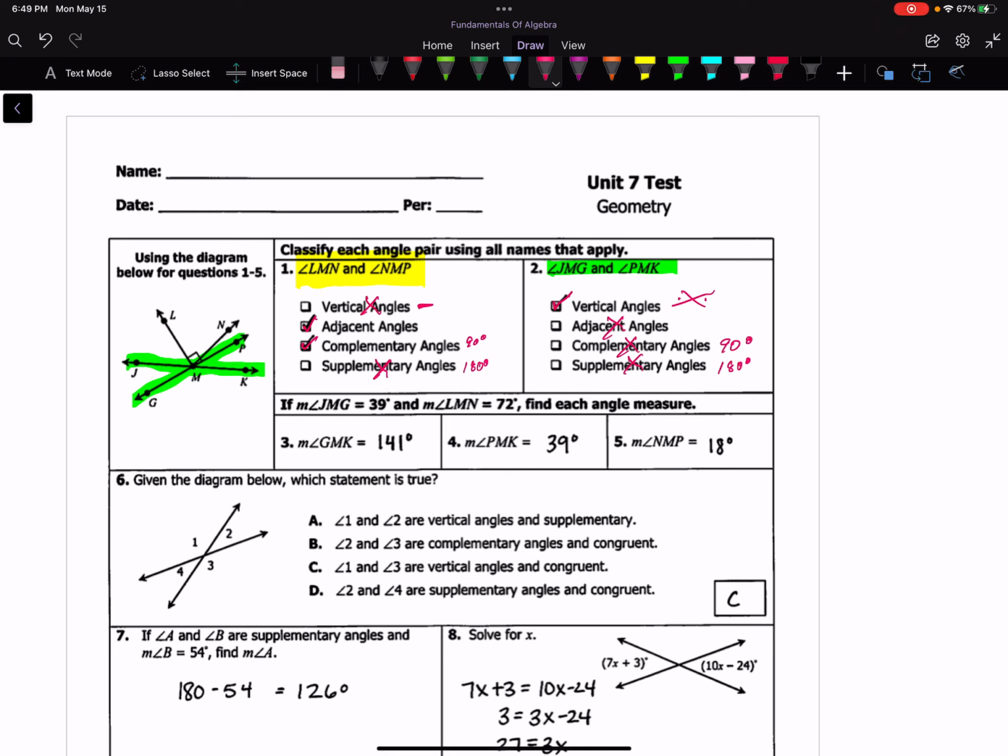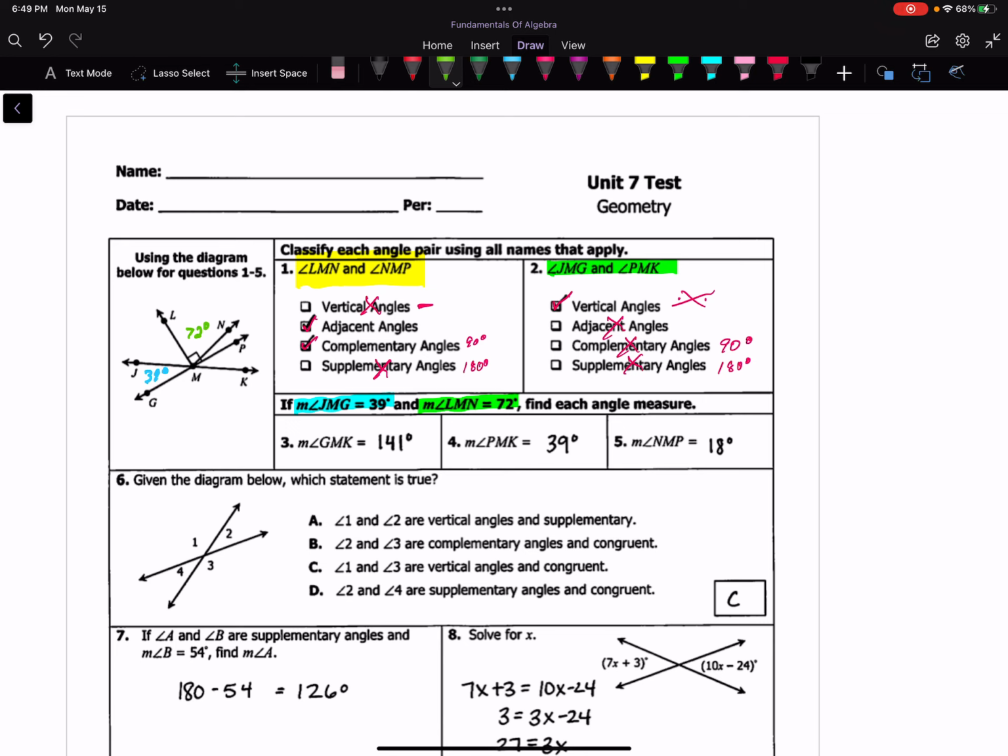Now let's take a look at number 3. Number 3 says, let's do it in blue here, if angle JMG is 39 degrees, so let's label JMG as 39 degrees, and the measure of angle LMN is, how much do they say? 72. So 72 degrees. Find each angle measure.